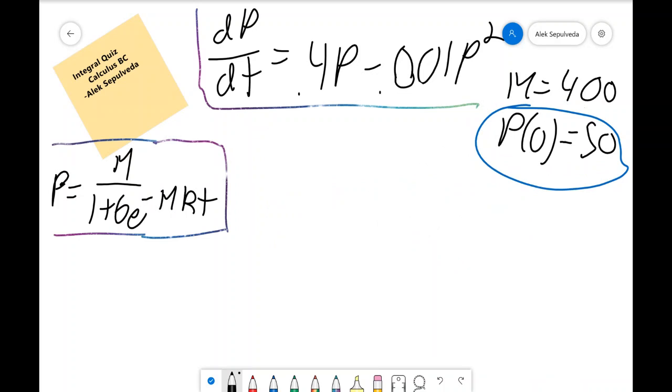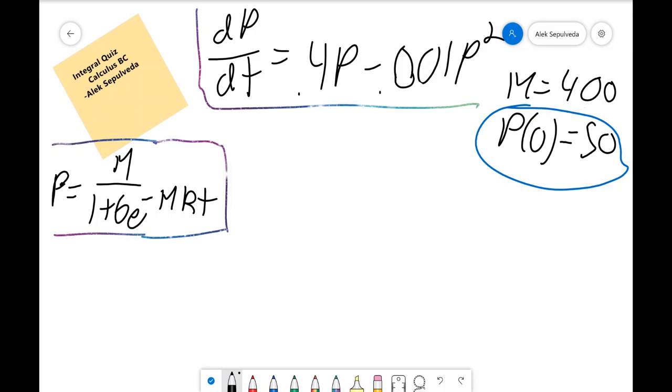So this is part C of number 9 on the integral quiz. We were asked, when will the population reach 50% of the carrying capacity? Given everything we've already done for this problem, we can use the general equation P equals M over 1 plus B e to the power of negative MKt to be able to find out exactly what B is. This is just some constant that affects the rate of growth.